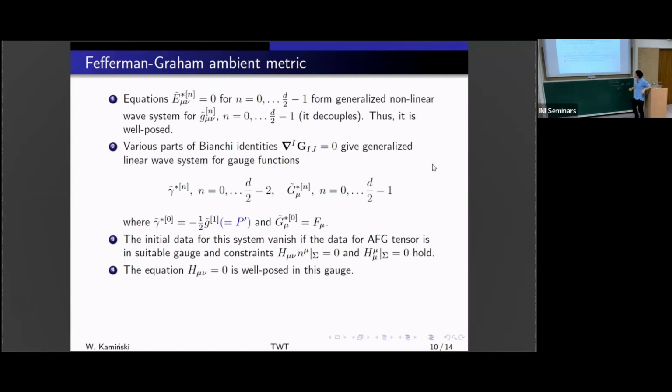Okay, but we have the same problem as for the Bach tensor. So we need to know whether the gauge functions also propagate by some hyperbolic system, because if they would not, we would only solve this initial problem. And okay, if the gauge conditions are not satisfied, we are not solving the original equation.